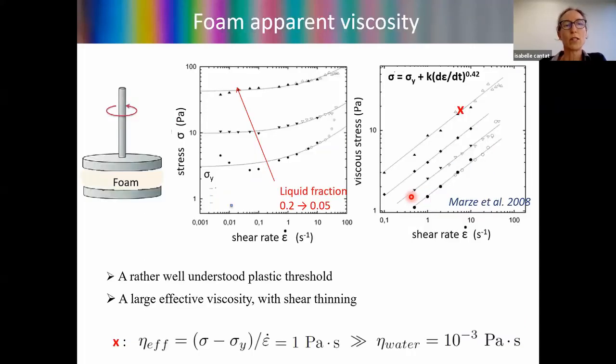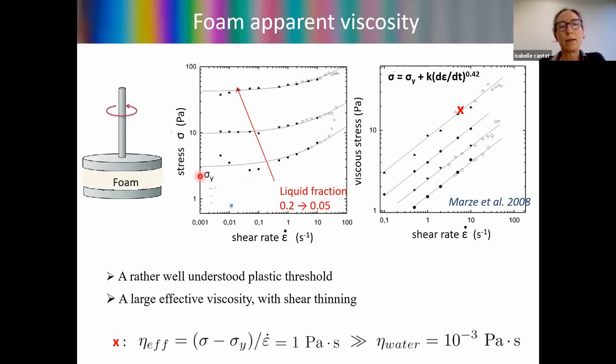So the viscosity of a foam is measured in a rheometer that is schematized here. And if you measure the stress as a function of the shear rate, you will get something like this data that has been obtained in the group of Arnaud some time ago. At very small shear rate, you see the plastic threshold. And then if you increase the shear rate, the stress increases when you reach something like 1 Hertz. And here the different curves correspond to different liquid fractions.